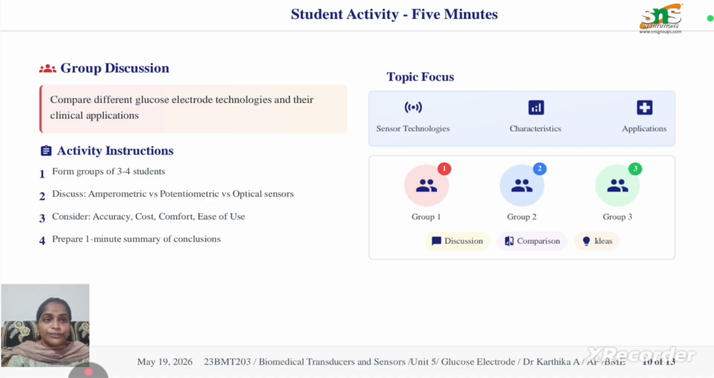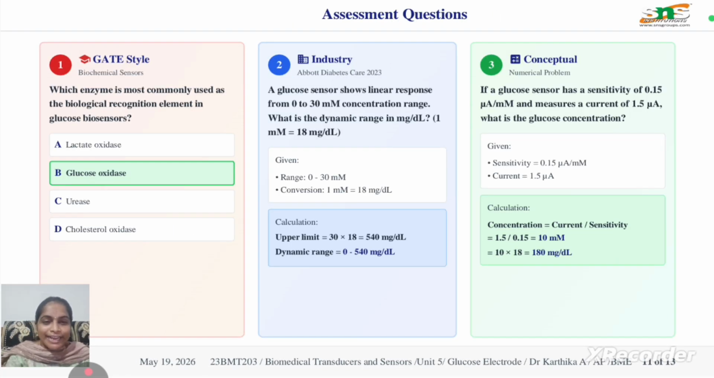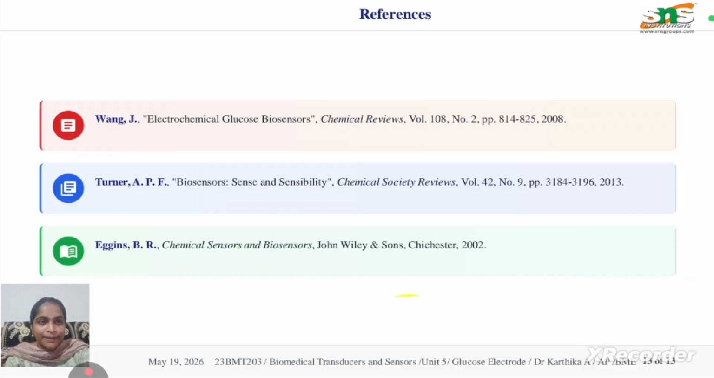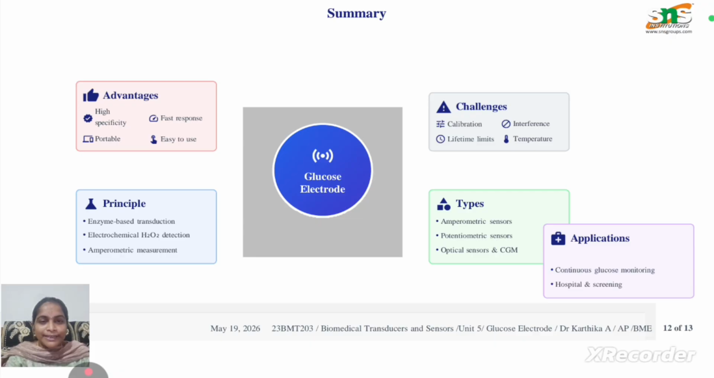Here I have included a student activity, group discussion for 5 minutes. See the assessment questions, GATE style, industry as well as conceptual, based on glucose biosensors. See the references and summary part. In the summary part we have principle, advantages, challenges, types and applications. The main thing is that it is used in continuous glucose monitoring, hospitals as well as screening.